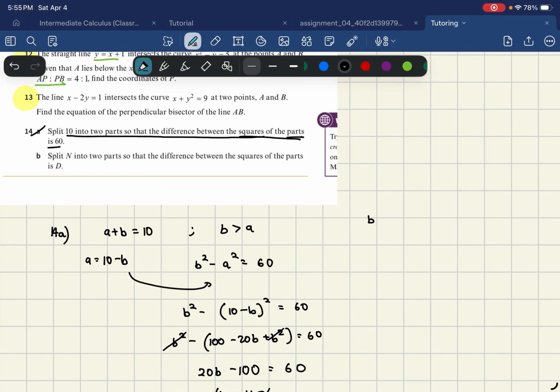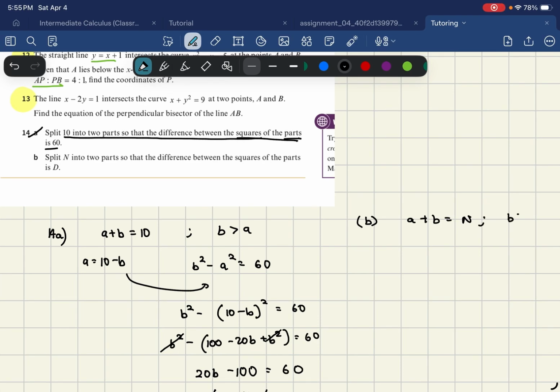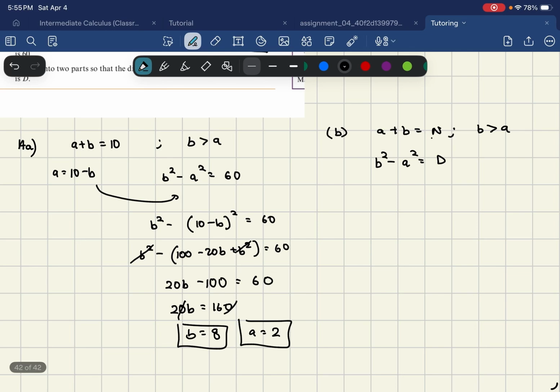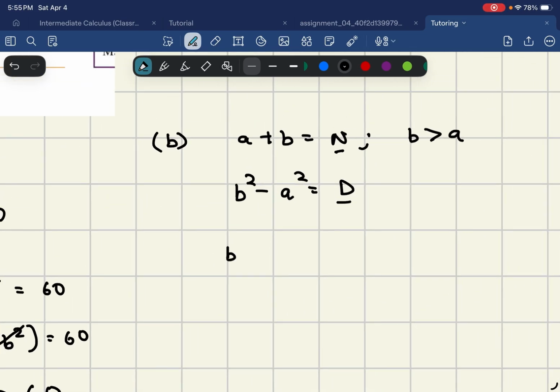So part B says we have n. So let's split A plus B is equal to n. And again, B greater than A. We are given B squared minus A squared is equal to D. So instead of using concrete numbers, we are just given variables. But the idea to solve this is the same. B squared minus (n minus B) squared is equal to D.